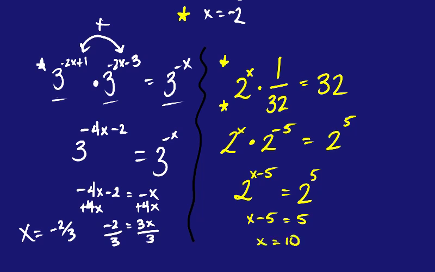And there's our answer. Alright, so solving exponential equations, make sure you have the same base. Create that same base by rewriting it. And once you have the same base, you can set the exponents equal to each other.